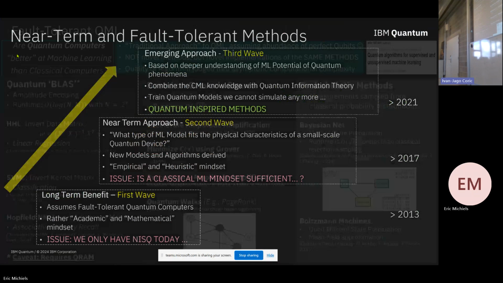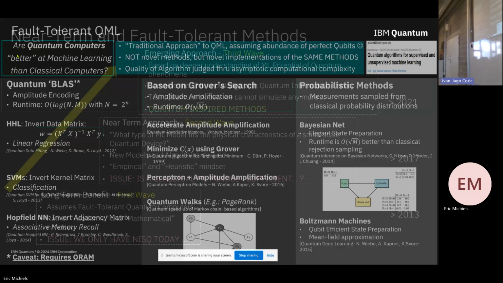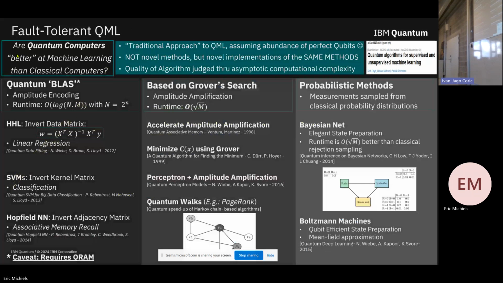And the first wave, I will not dive too deep here. The first wave is really about the acceptance that we have fault-tolerant, perfect machines. And what we do is what we always have been doing in our classical approach. We now just try it out, or we propose a quantum alternative approach.